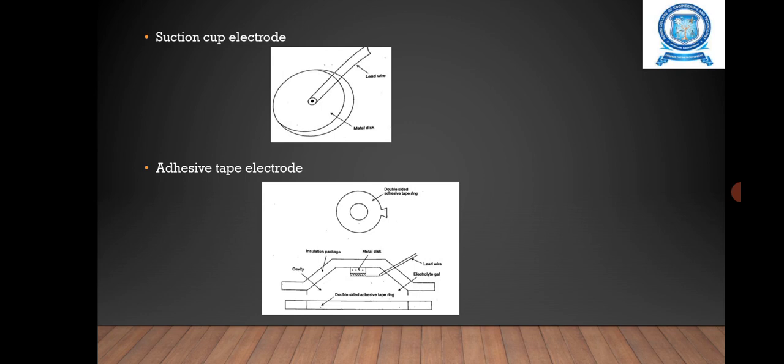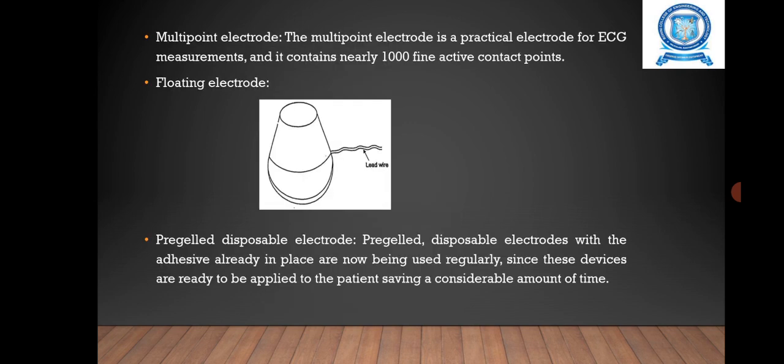It consists of a lightweight metallic screen backed by an adhesive. And the next one is the multi-point electrode. The multi-point electrode is a practical electrode for ECG measurements and it contains nearly 1000 fine active contact points.